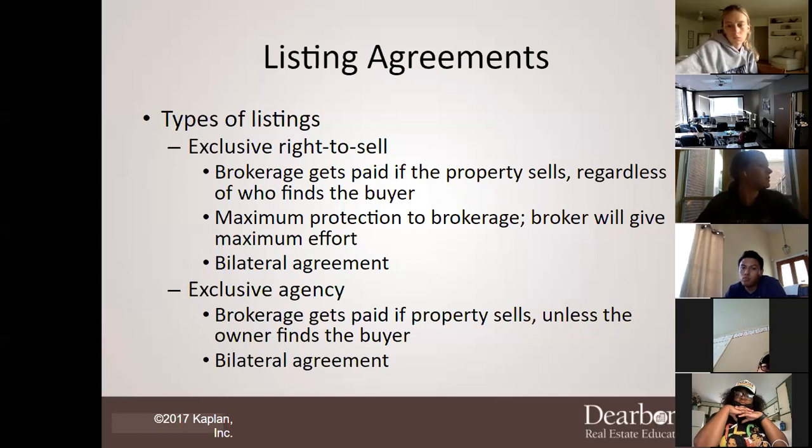And then you'll get some agents that'll say, "Oh, just give up your commission. We'll get the deal done." Never give up your commission. You do not have that power. That is your broker's power.